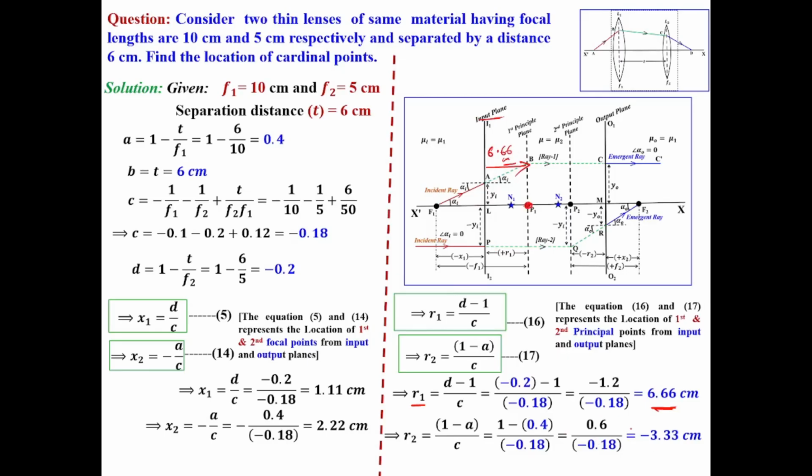Okay, and here it is a negative value. Negative value means we have to move left side from the output plane. How much distance? Minus 3.33 centimeter. Then we can find the second principal point.